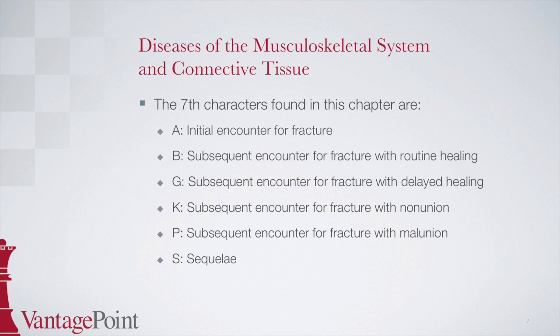Once the patient comes back after active treatment has been completed for surveillance during the healing process, this is considered a subsequent encounter. Our 4 seventh character options for subsequent encounters include a fracture with routine healing, delayed healing, non-union, or malunion. We'll talk about non-union and malunion in more detail next. Finally, the 7th character S may be used for sequela or late effect of the fracture, such as pain after a fracture has completely healed.